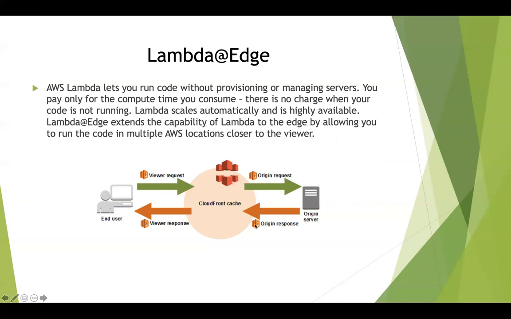And origin response is when this function will run when the CloudFront cache has requested the object from the origin server, but it has still not cached the response, right? When the response is going to come back from the origin server, this function will run. And only after this function runs, it will be cached in the CloudFront distribution or in one of the edge locations. And the function at the viewer response is going to run irrespective of whether the object is in the cache or not, or whether the CloudFront cache has requested the object from the origin server. So it gives a lot of flexibility from a developer's point of view.